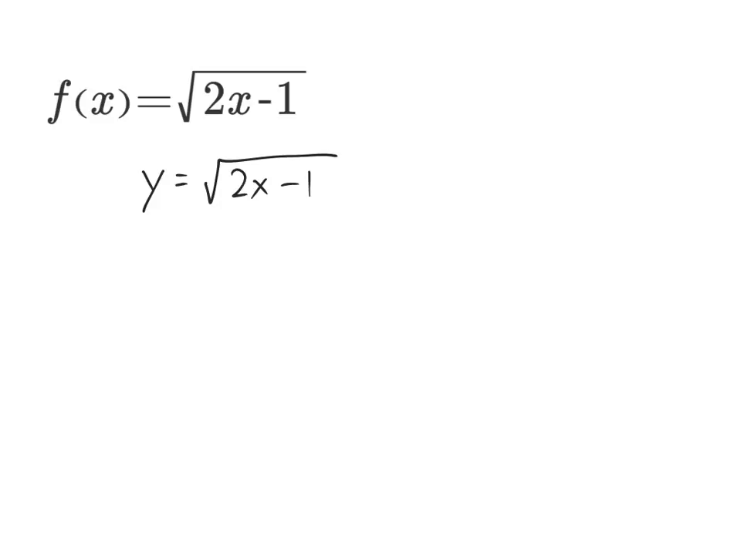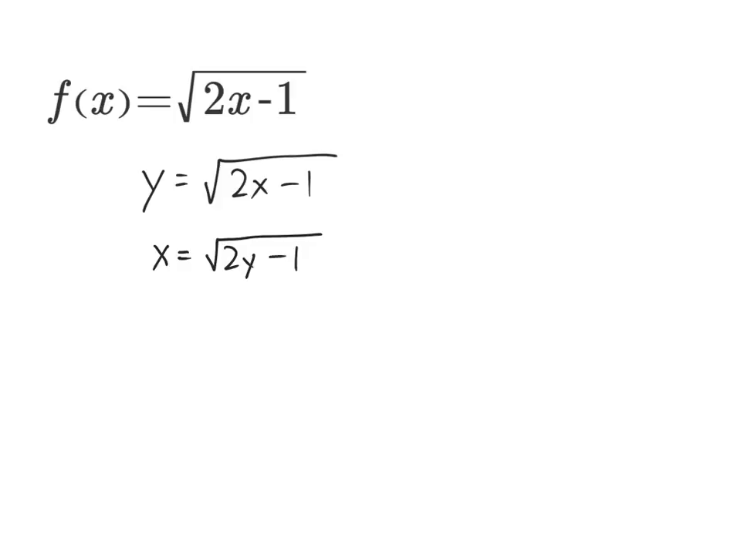Now the definition of an inverse is that we're switching our inputs and outputs. And in our case, x is our input, y is my output. So I'm going to switch them. So I end up getting x equals the square root of 2y minus 1.